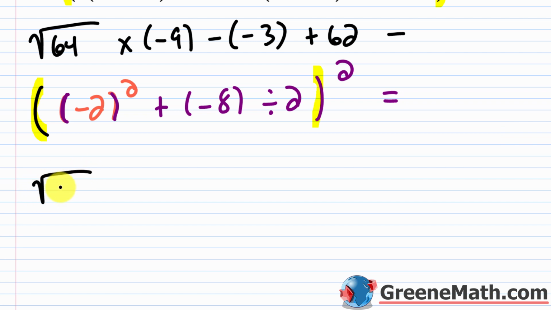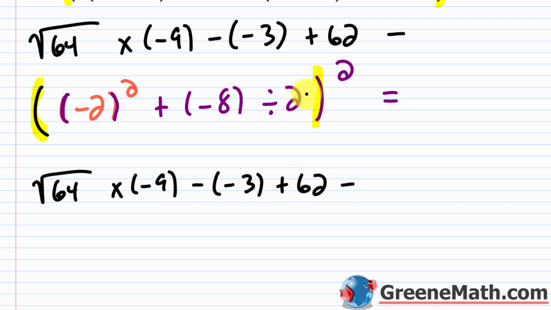So I have the square root of 64 times this negative 9, then minus this negative 3, then plus 62, and then minus, this is going to be 0 squared. Okay, so I've dealt with all the parentheses and the grouping symbols. So now I want to move on to exponents.